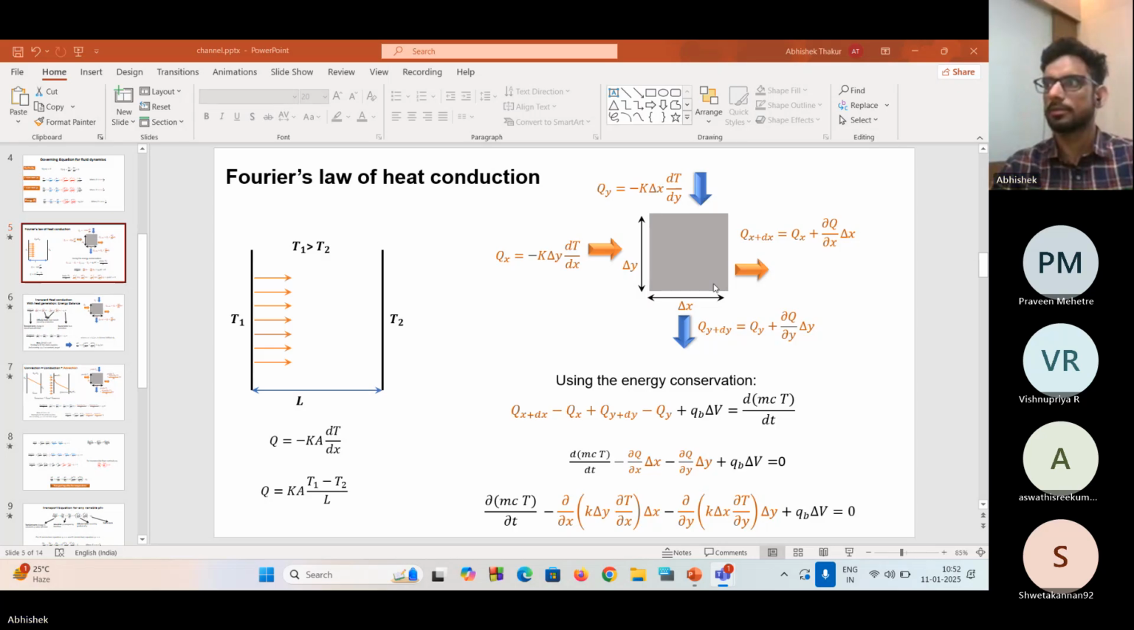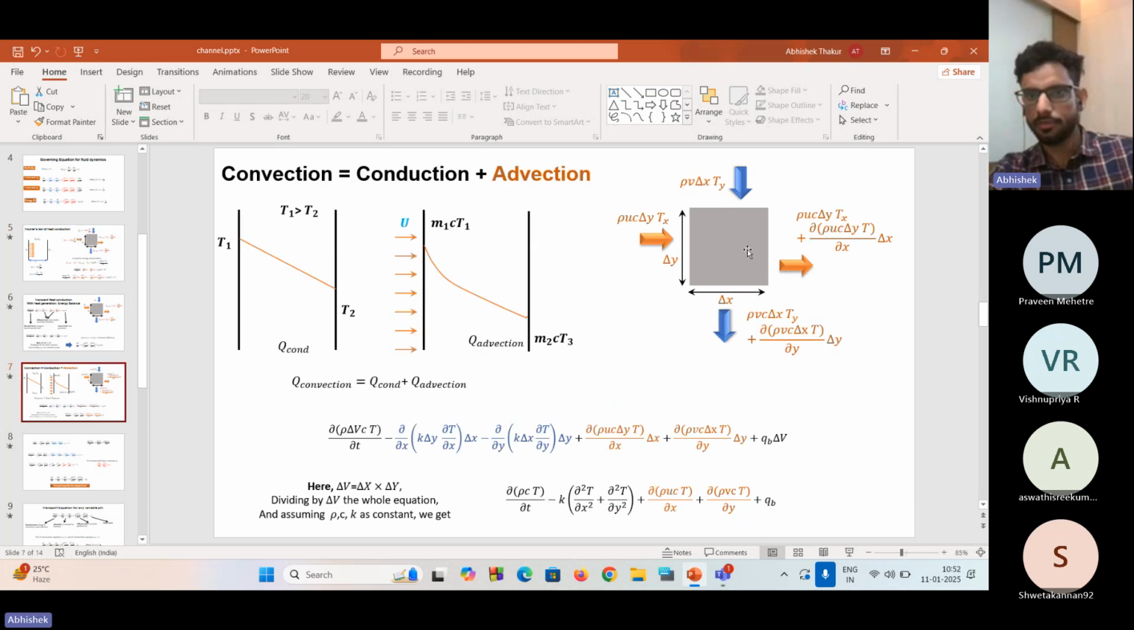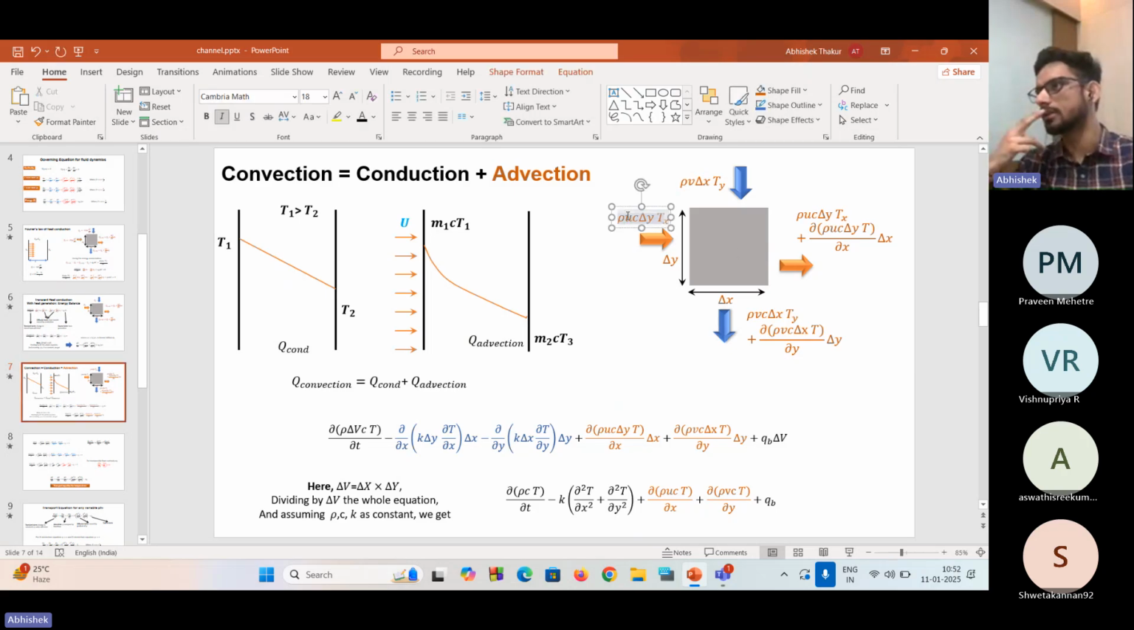It is very infinitely small. In that fluid particle, this is a stationary fluid particle. It is not moving. In this case, we are also saying that there is a movement in the fluid particle. If it is moving, then we have u. It has to move with some velocity.